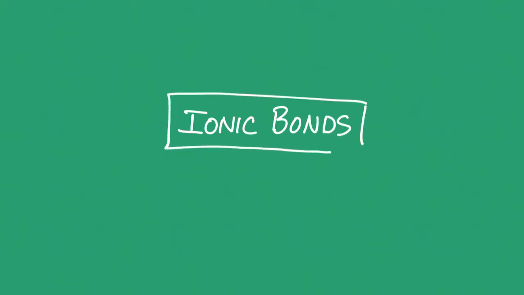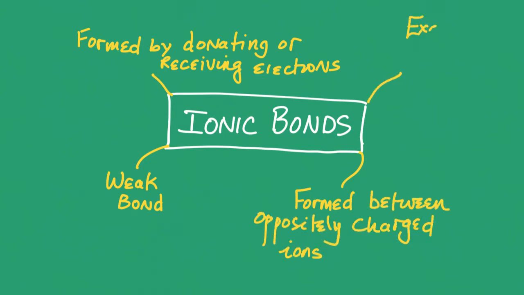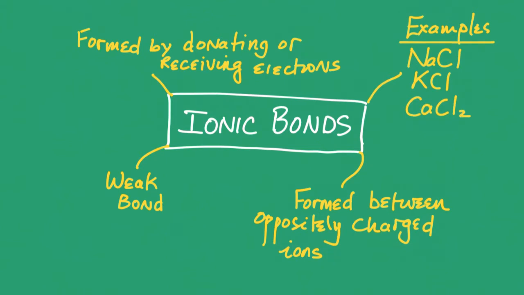Ionic bonds are weak bonds. They are broken easily, even in the presence of water. We know that they are formed by donating or receiving electrons. They are formed between oppositely charged ions. The examples of compounds that are held together by ionic bonds are potassium chloride and calcium chloride.